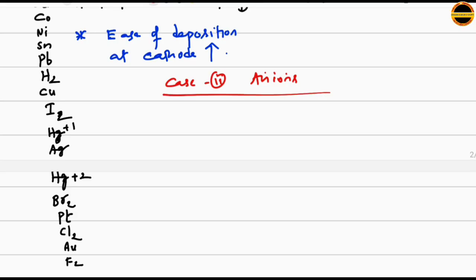Anions, only a few you need to remember. Commonly used substances like SO4 minus 2, NO3 minus, OH minus, Cl minus, Br minus, I minus.